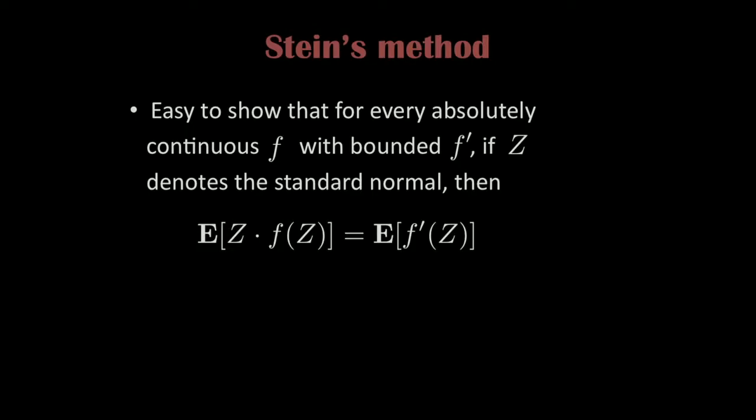So Stein's method is inspired by this very easy to prove but important fact that if you have an absolutely continuous f whose derivative is always bounded, and if z denotes the standard normal, then, if the derivative is also always bounded, does it mean already that it's absolutely continuous? My analysis is really bad, so maybe it implies directly.